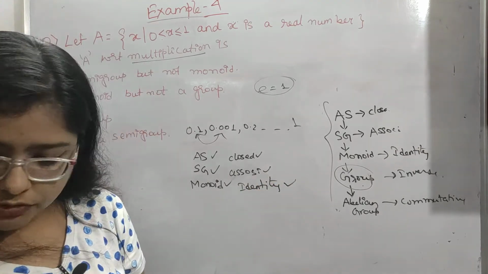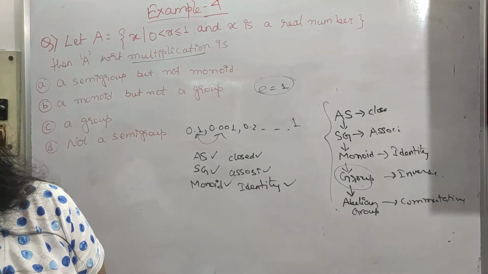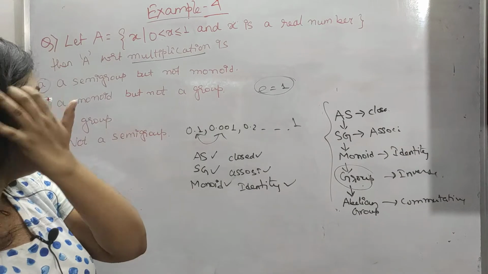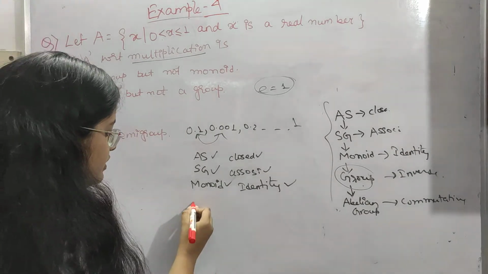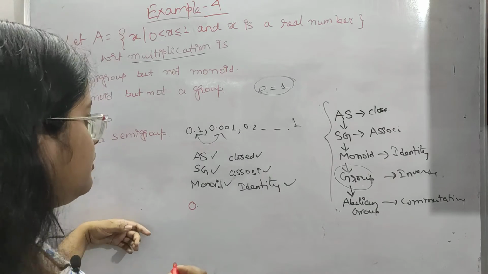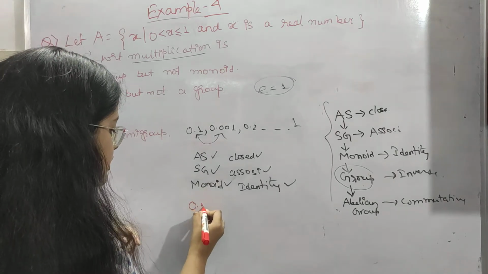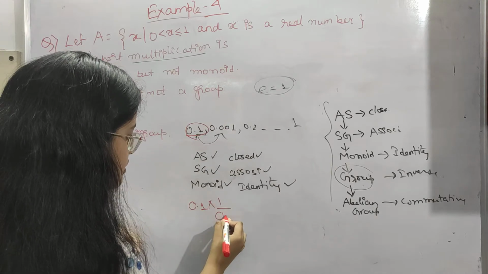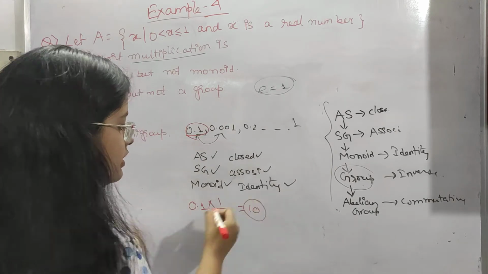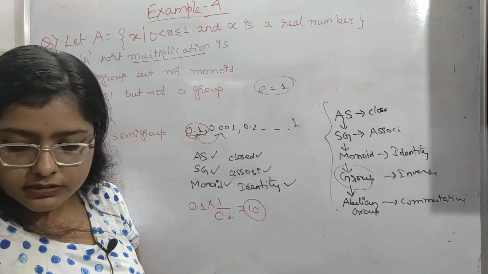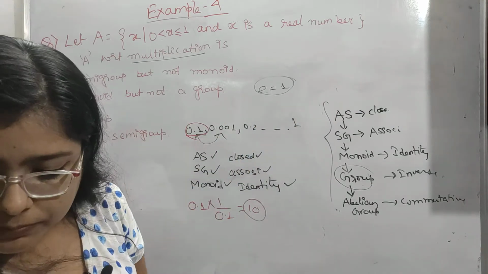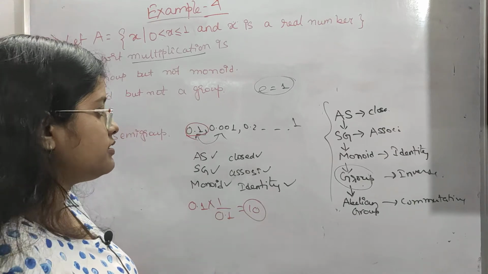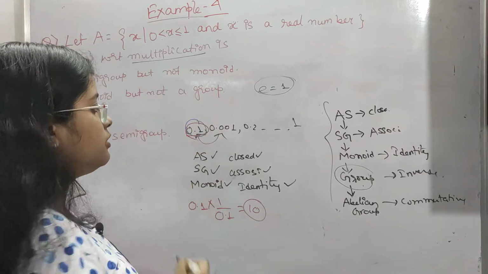Okay, so now for group, we have to find out whether the inverse is possible or not. This is important here, and tricky to find out. See, if we take this element and take its inverse, it will come down to 10. But 10 is not present here. See, with practice it will come to you naturally. If you just go first level, I have just taken 0.1 as the first element.